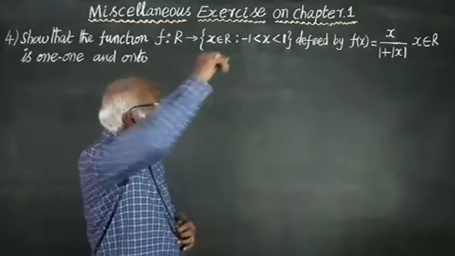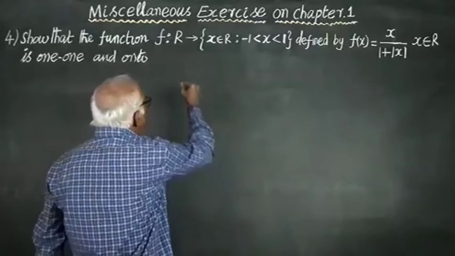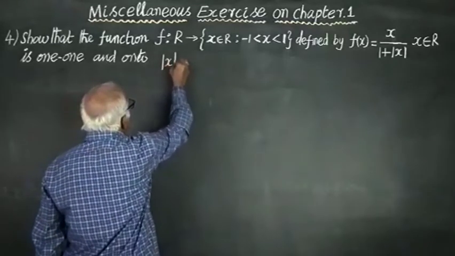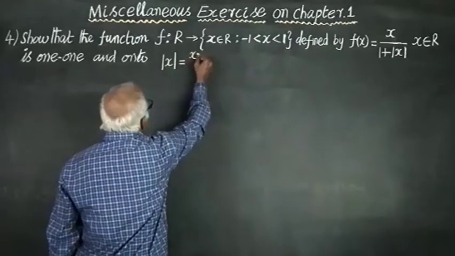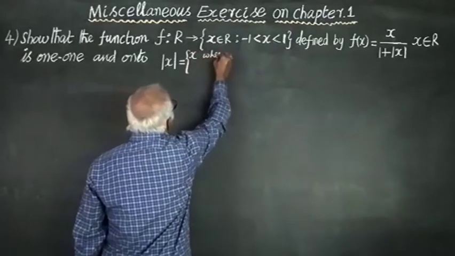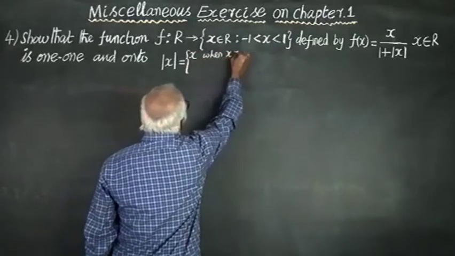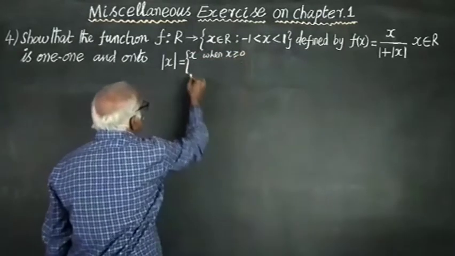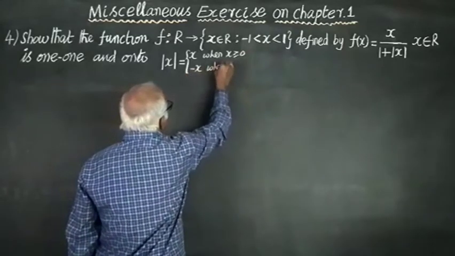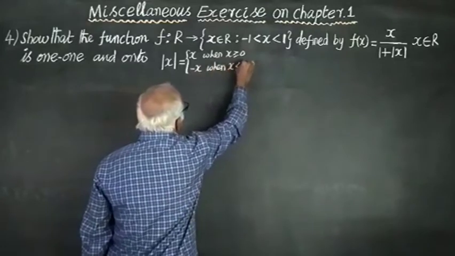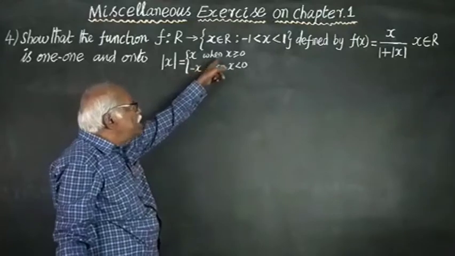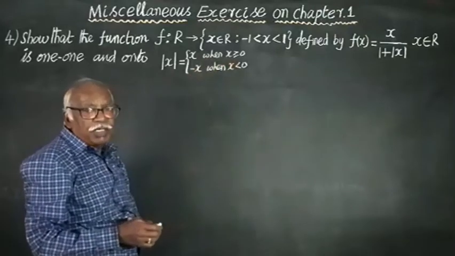as well as onto. So what is modulus x? Modulus x is plus x when x greater than or equal to 0. Modulus x is equal to minus x when x less than 0. When x less than 0, modulus x is minus x; when x greater than or equal to 0, modulus x is plus x.